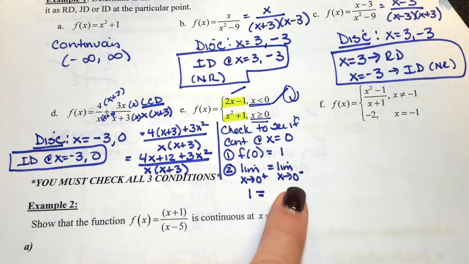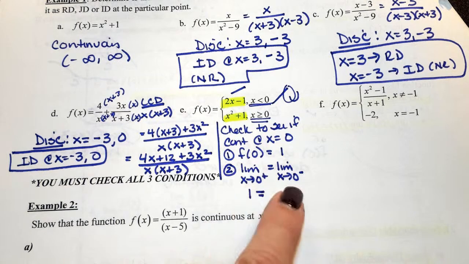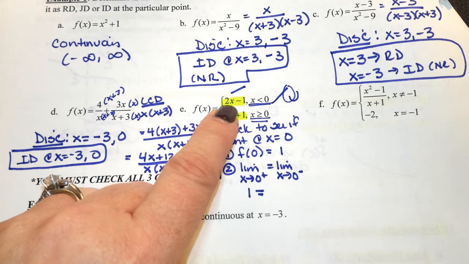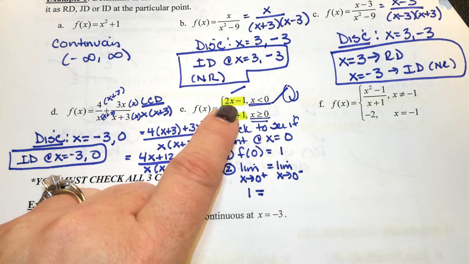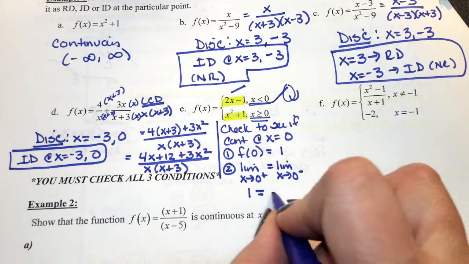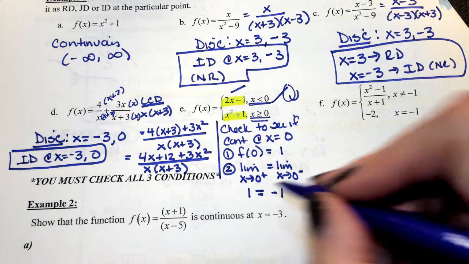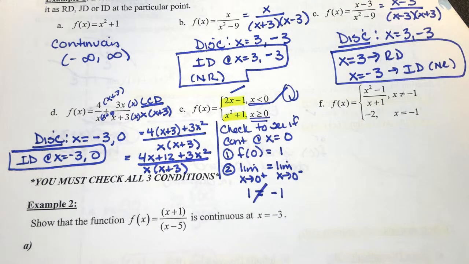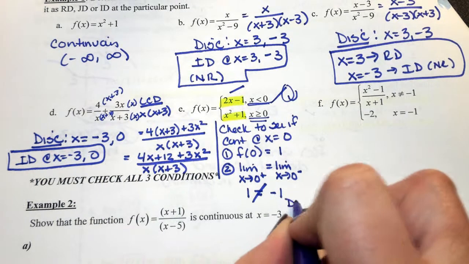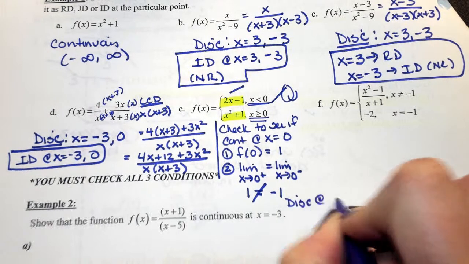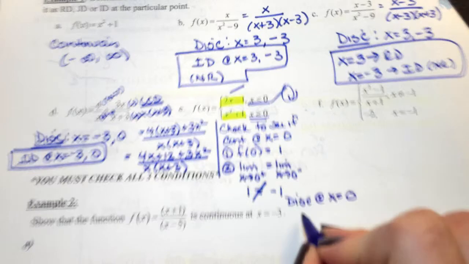The question is, what's the limit as x approaches 0 from the left? So now I have to plug 0 into my first function. And when I plug 0 into my first function, what's that output going to be? Negative 1. So is the limit from the left equal to the limit from the right? No. So is it going to be continuous at 0 then? No. So it's not continuous. So it's discontinuous at x equals 0.